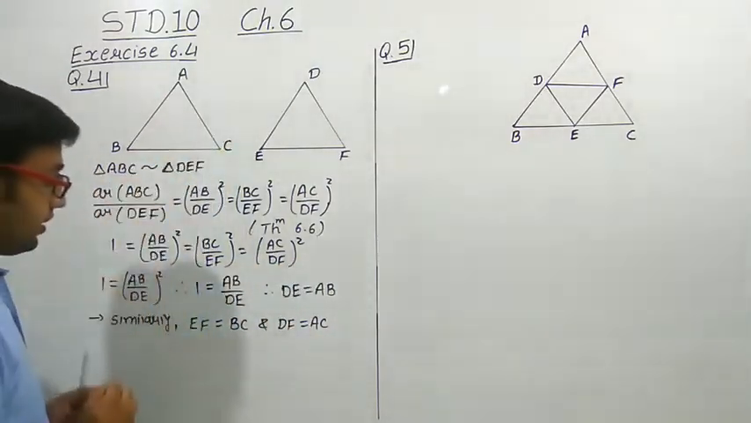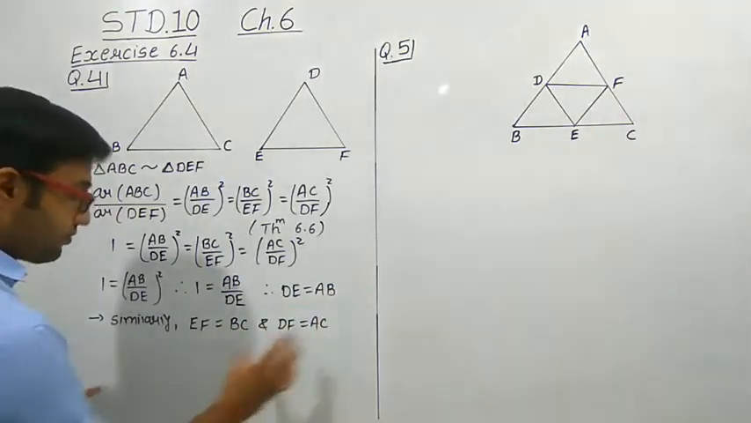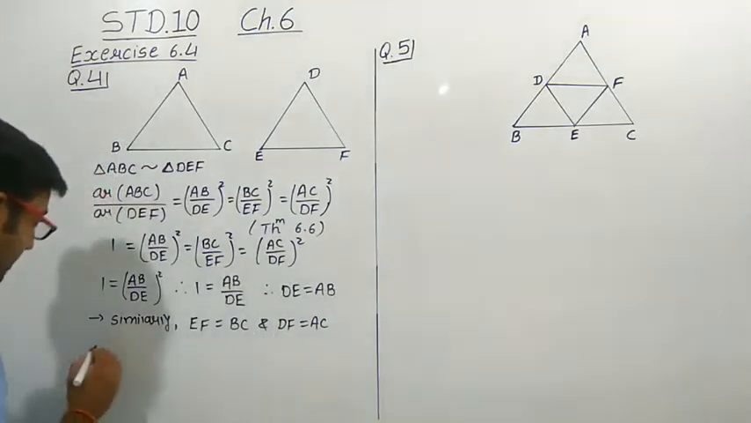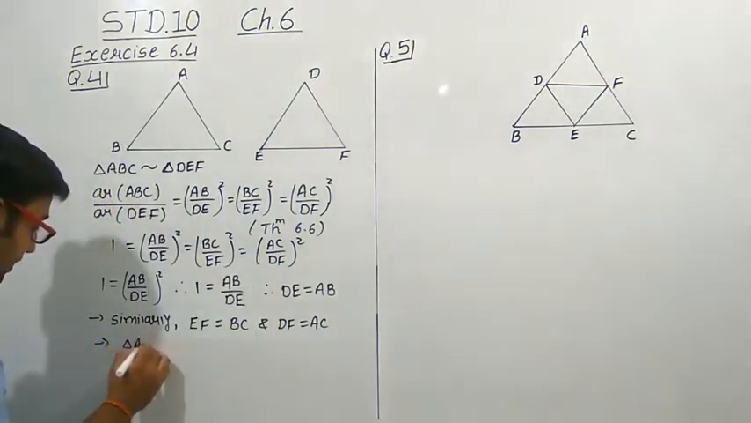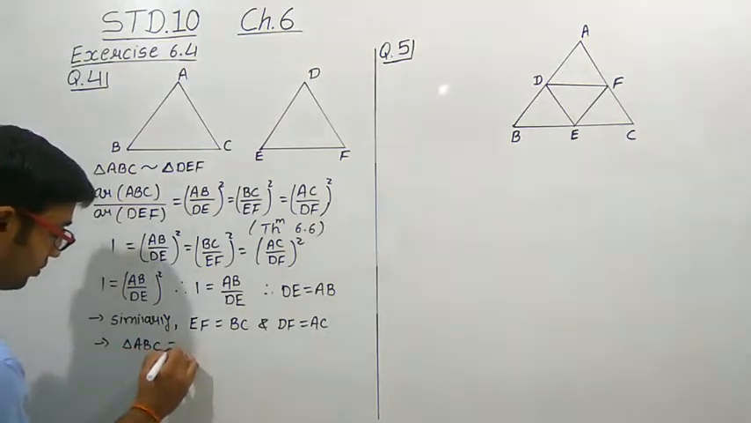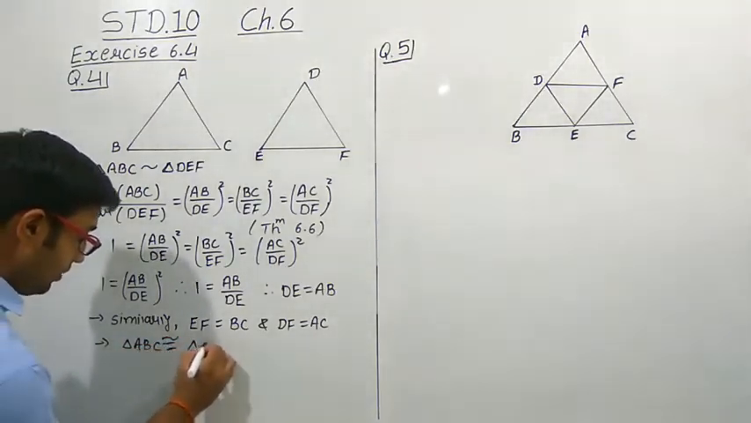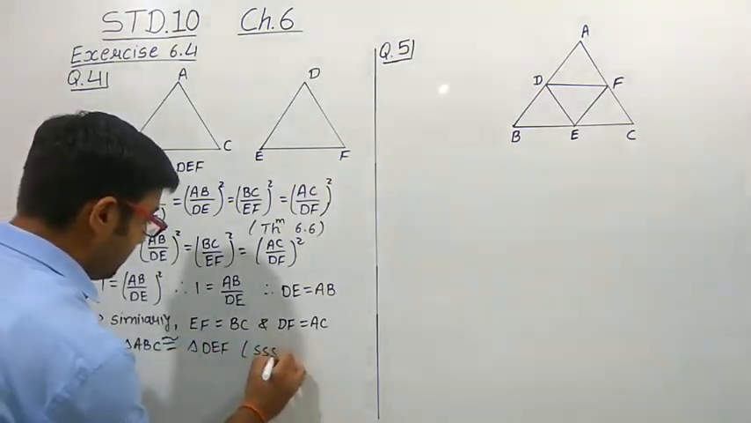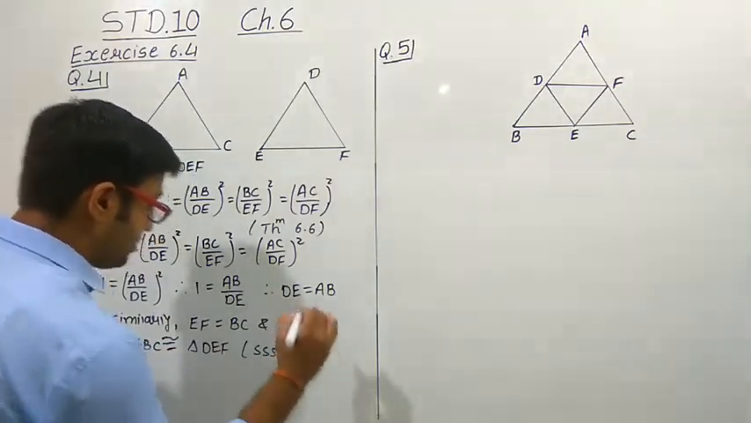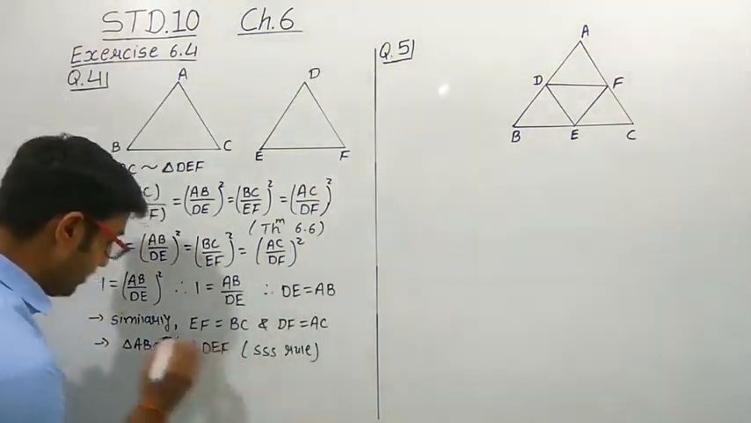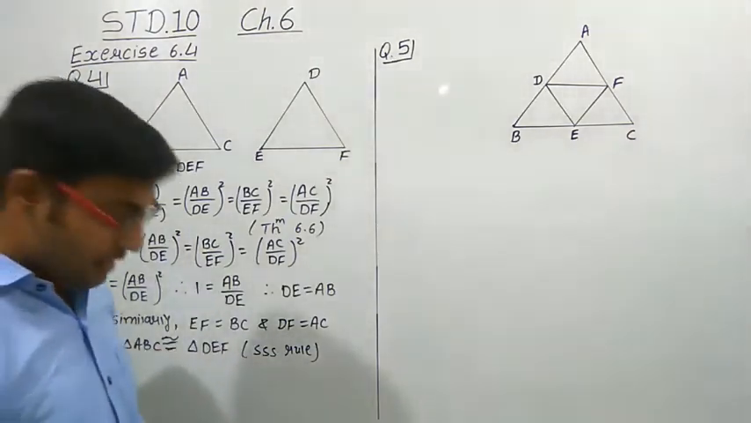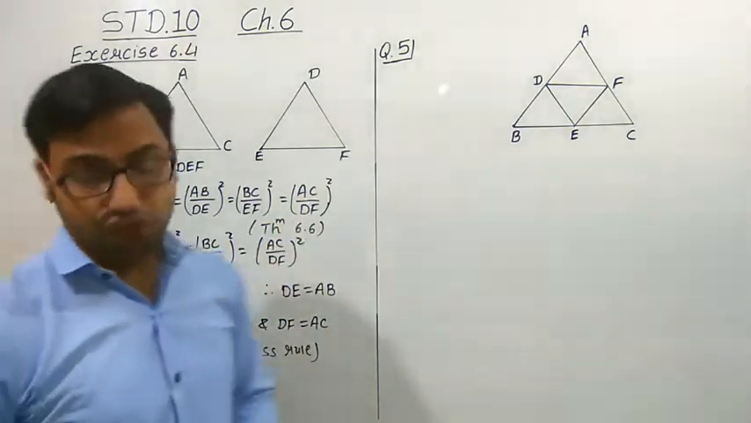So in these two triangles, all three sides are equal. Then we can say that triangle ABC is congruent to triangle DEF by the side-side-side rule, or the SSS criterion. So this is how we can prove these two triangles congruent to each other. Now let us study question number 5.